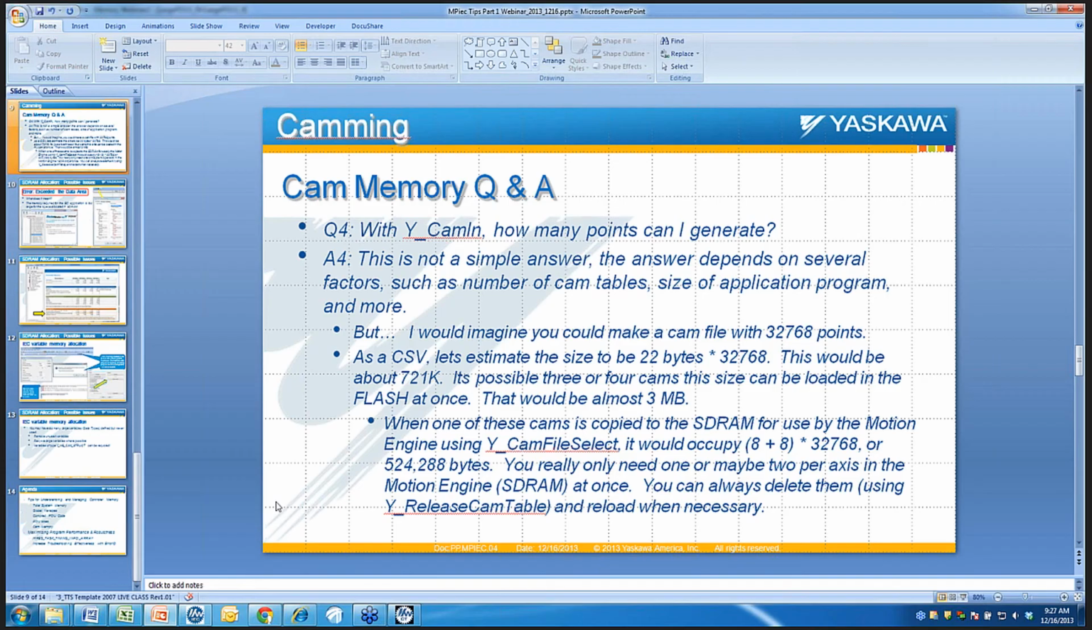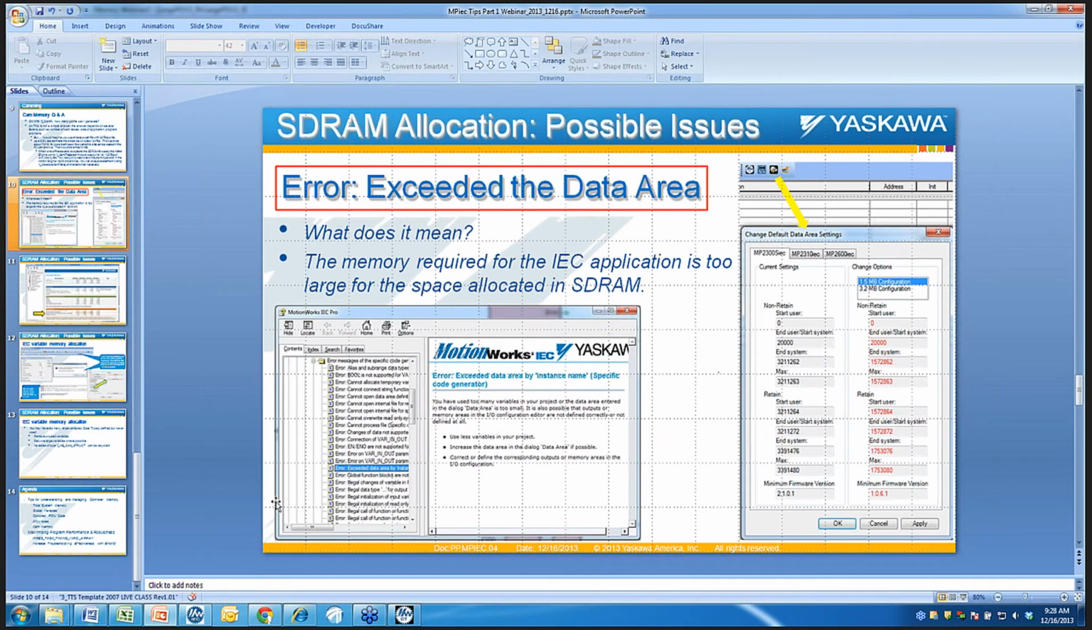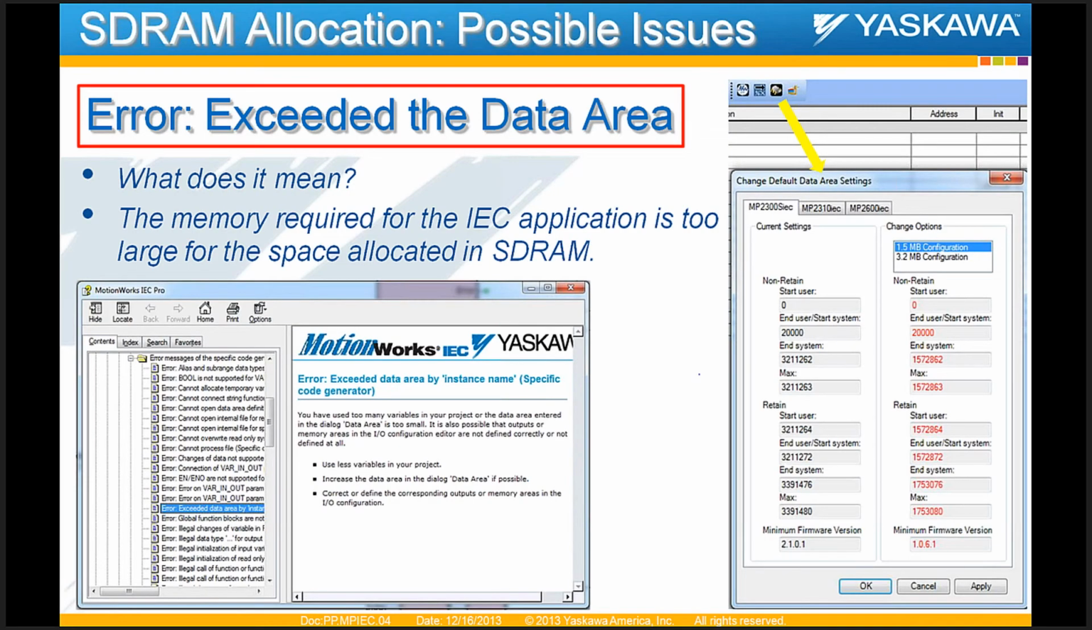A couple more things on this subject. There are at least a few different errors that may be presented to you when you have some issues with memory in the controller. And one of them is this error called exceeded the data area. And so what does that mean? It's simply that the memory required for the IEC application is too large for the space allocated in the SD-RAM. And that's that orange section we had shown in our memory chart.